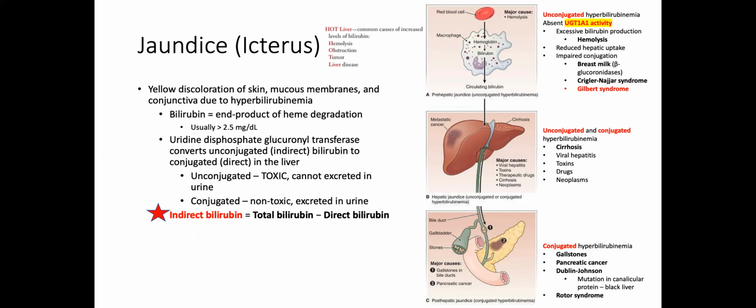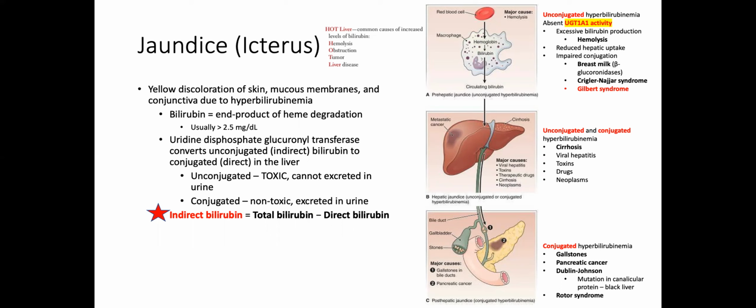You have to do the math. If you take the total bilirubin minus the direct bilirubin, it equals indirect. So direct and indirect added together equals total, obviously. Just so you know, you might have to calculate indirect on the test so you know if they have elevated indirect or direct.